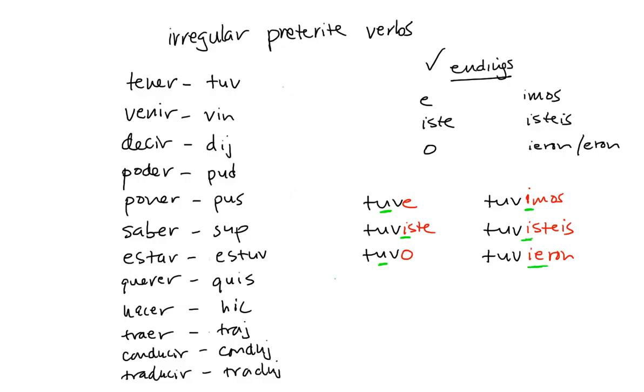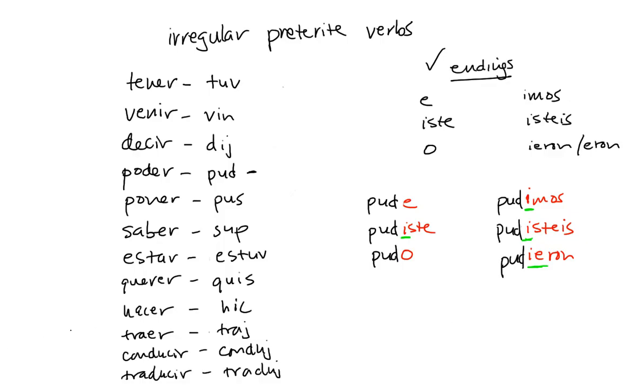Okay? And these endings then are used with all the different irregular roots that we have over here on our left. So if we wanted to do the verb, let's say, poder, to be able, and we wanted to say I was able, I could, past tense, then we take that root and we get pude, pudiste, pudo, pudimos, pudisteis, pudieron.